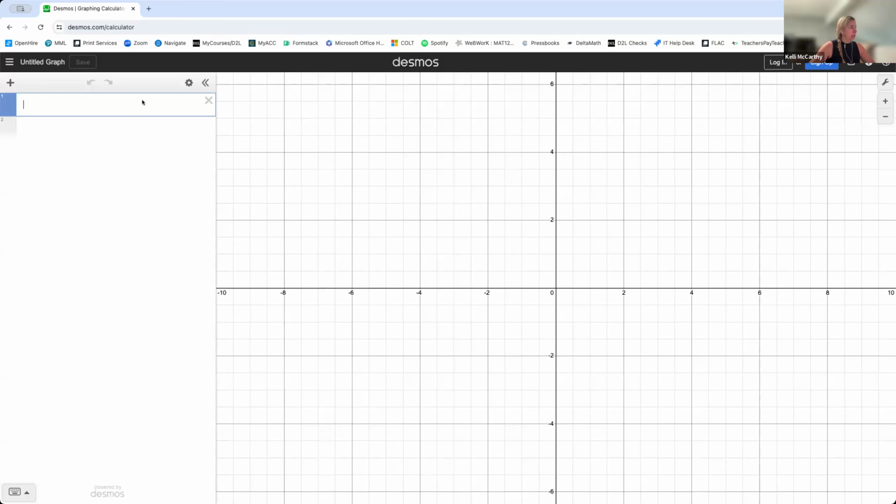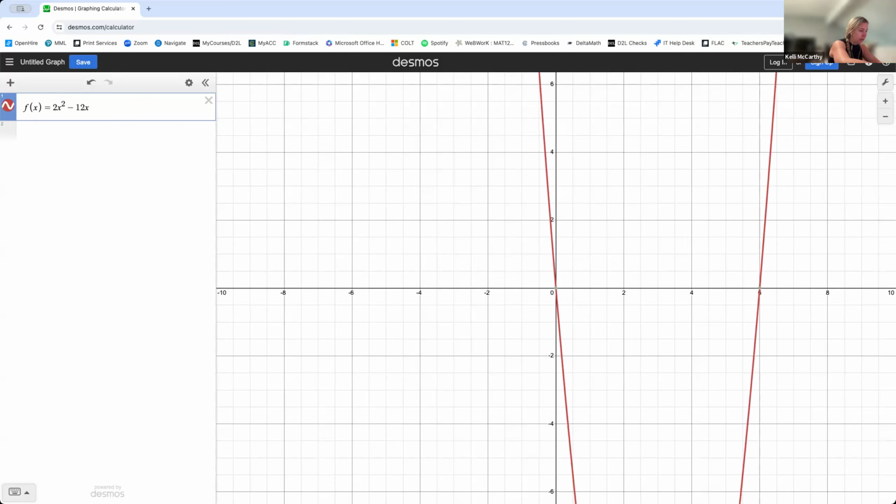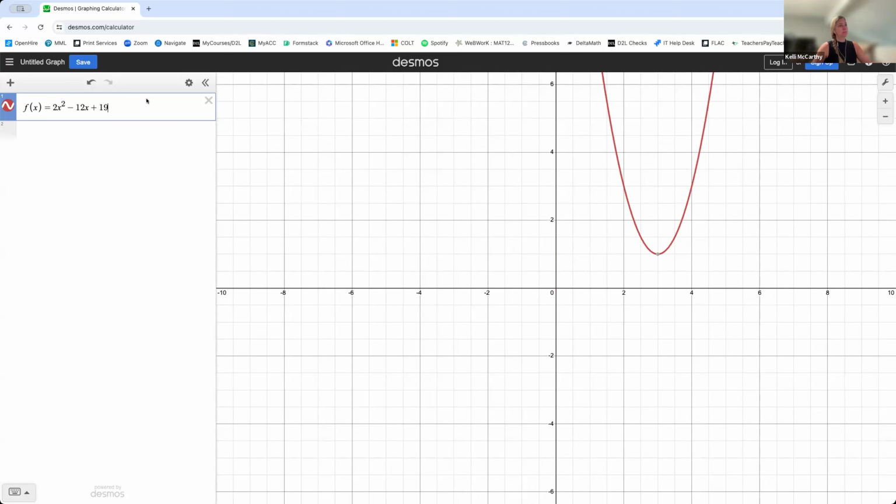Now the last technique we're going to use is using technology. So we're going to go to Desmos, we're going to type in our function. f of x equals 2x squared minus 12x plus 19. And it just so happened our grid's really set up nicely, the window's set up nicely, and we can see that that minimum is at 3, 1, which is our vertex.